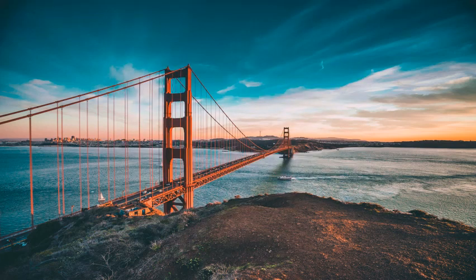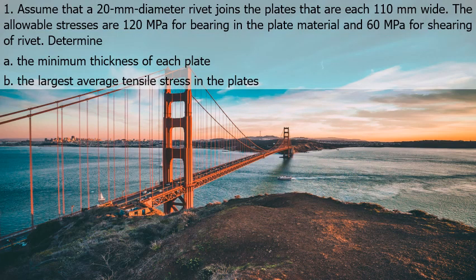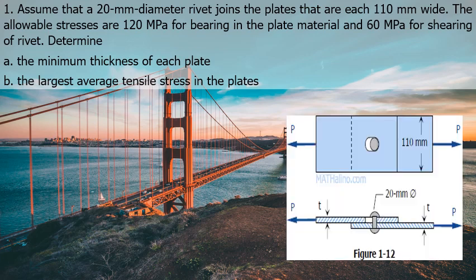Let's have an example. Assume that a 20 millimeter diameter rivet joins the plates that are each 110 millimeters wide. The allowable stresses are 120 megapascals for bearing in the plate material and 60 megapascals for shearing of the rivet. Determine A, the minimum thickness of each plate, and B, the largest average tensile stress in the plates.